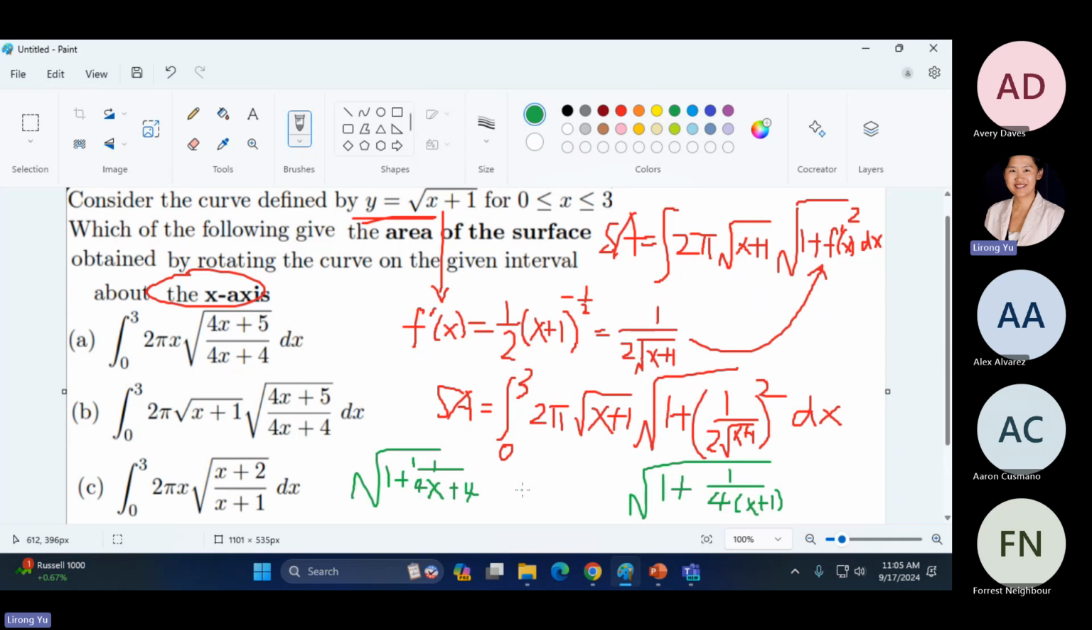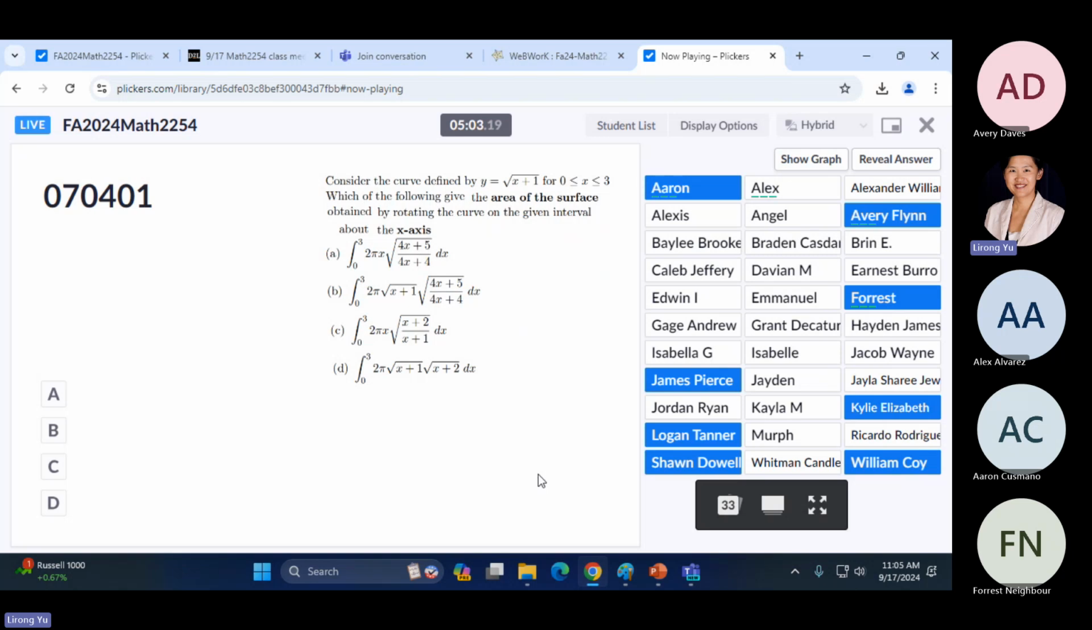Let's try to simplify the fraction: 1 plus 1 over 4x plus 4. This is going to be 4x plus 4 over 4x plus 4, then 4x plus 4 plus 1 is 4x plus 5. So make sure we simplify that portion. This portion gets changed. Everything else stays the same. I hope you can follow. All right.